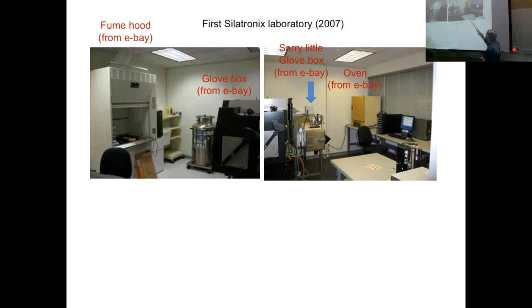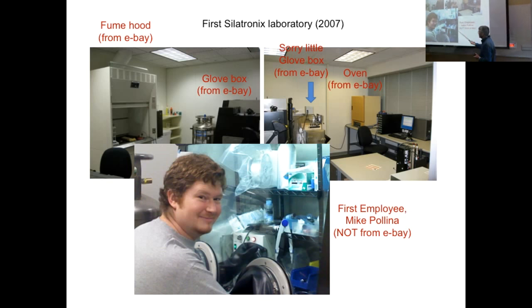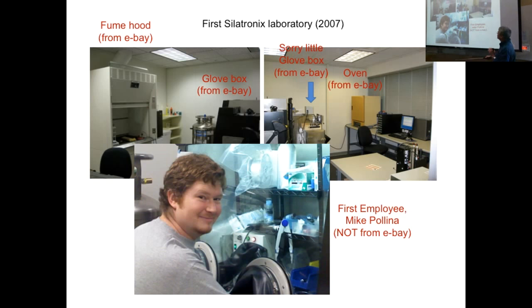A little oven to be able to control the temperature. And then the best thing we did was we got this guy, Mike Polina. We did not get him off of eBay, right? We got everything else off of eBay. But Mike actually got a master's degree in renewable energy from, I think, Michigan State University. And he was an absolute jack of all trades.